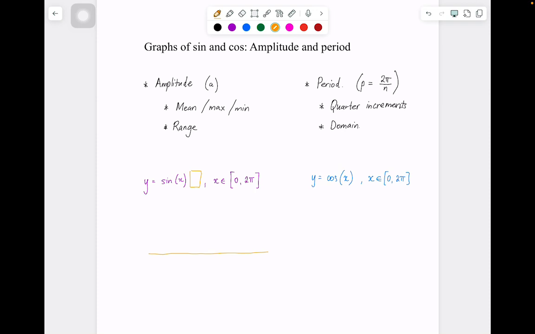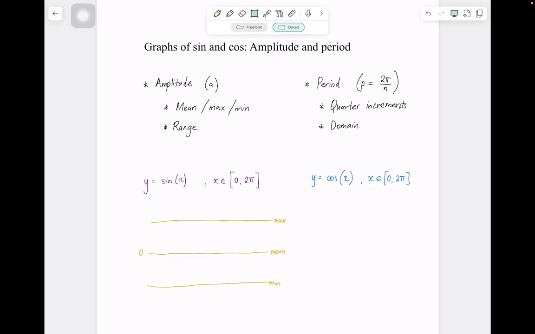The second concept that we'll be looking at is the period. And we have an equation there where P equals 2 pi over n. And we'll look at breaking up the graph into quarter increments, into 4 pieces. And this will help us investigate what the domain is. So again, we have the basic graphs there of sine and cos. But when I draw up the graph this time, we'll draw it up a bit differently.